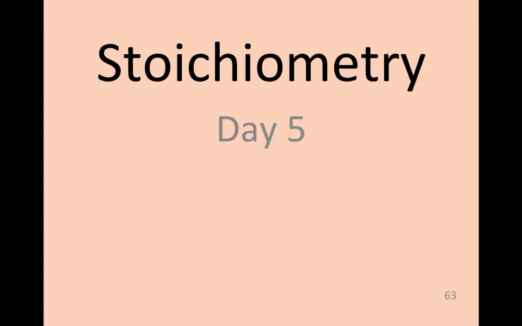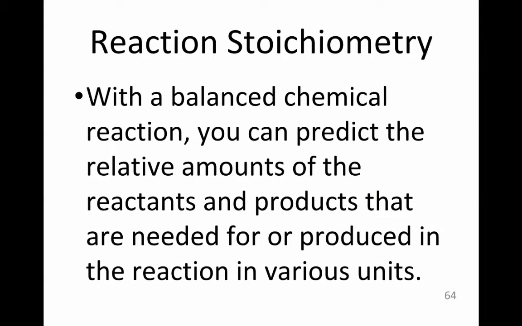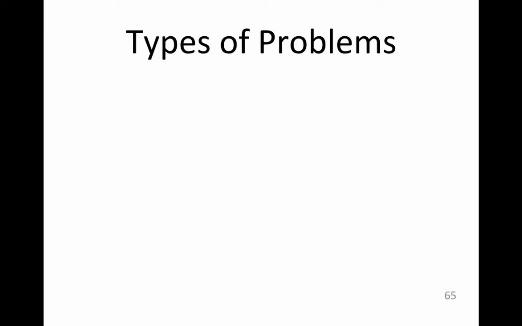Today we're going to go through several plans. So first of all, reaction stoichiometry. With a balanced chemical reaction, you can predict the relative amounts of the reactants and the products that are needed for or produced in the reaction in various units. That's what stoichiometry is for chemical reactions.